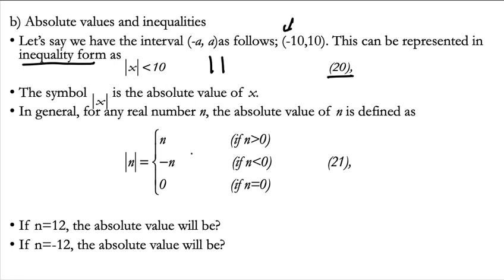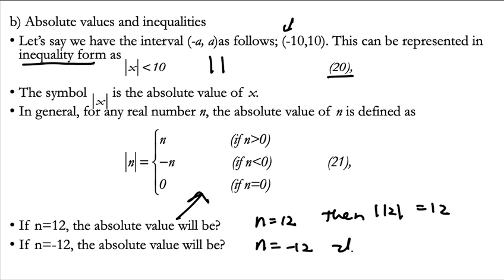So here, let's say we use exercise here because we want to apply 21. So if n is 12, the absolute value will be what? 12 absolute value is actually 12, isn't it? But what if n is minus 12? What will be the absolute value? So if n is minus 12, then the absolute value of minus 12 is what? Equals to minus, in bracket, minus 12, equals to 12.